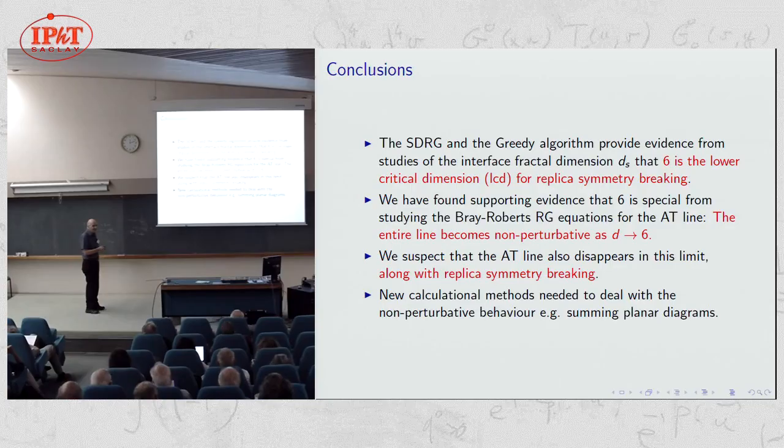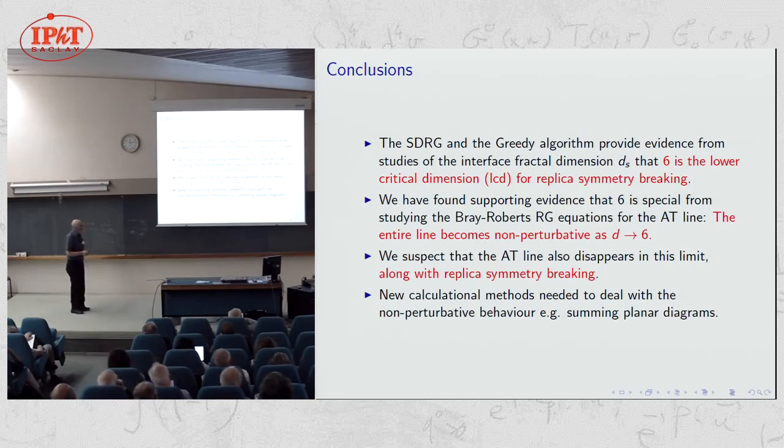I've talked about two related algorithms, the SDRG and the greedy algorithm, which provide evidence that there's a fractal dimension ds approaches D in 6 dimensions. So there is evidence for replica symmetry breaking as you approach 6 dimensions. And consistent with that, we found evidence using the perturbative RG that 6 also might be a special dimension, at least for things to do with the AT line.